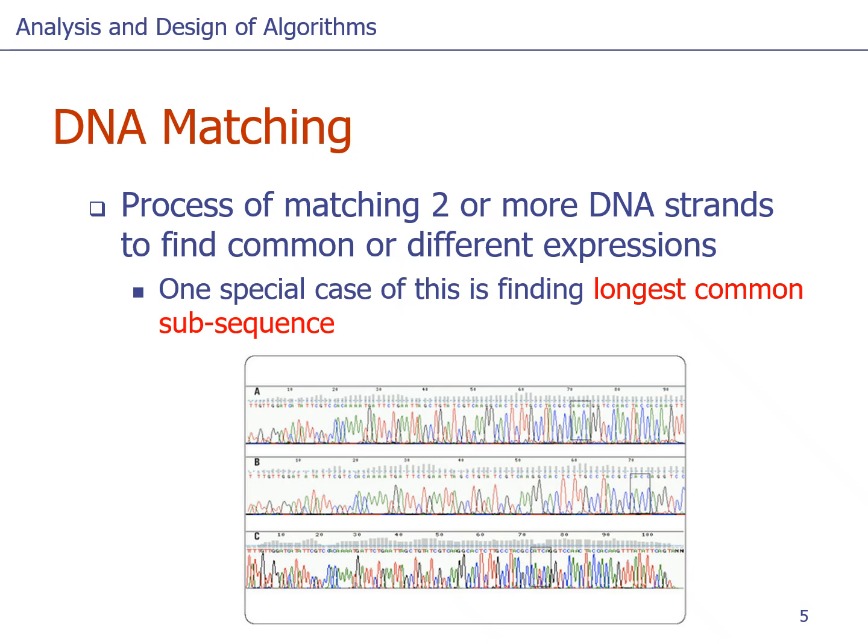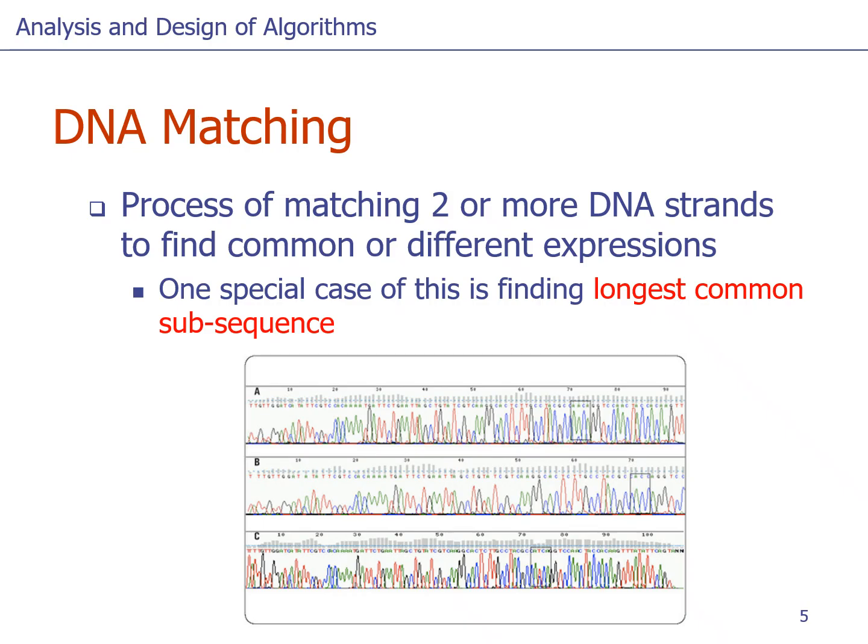The problem I'm going to show you is what's called DNA matching. After doing the sequencing, we would like to match some of these DNA strands. So it is the process of matching 2 or more DNA strands to find common or different expressions. Now, DNA matching as well is not a small area. It's a relatively large area. There are lots of problems, but I will look at a very specific problem within the DNA matching problem set, which is called the longest common subsequence problem.